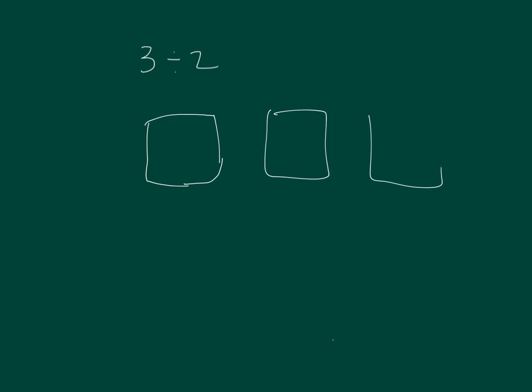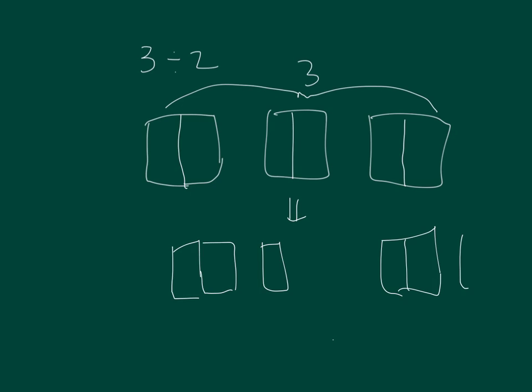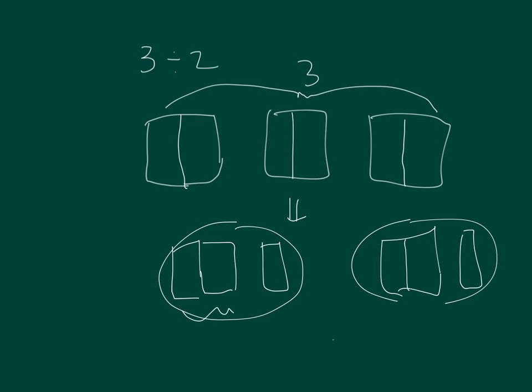1, 2, and 3. And we're dividing by 2, we're dividing into halves. So we had 3. And we're dividing into halves. 1 half, 2 halves, 3 halves. Which is also equal to 1 and 1 half. How do we show that? Let's see. 3 divided by 2 equals 3 halves, which does equal 1 and 1 half.